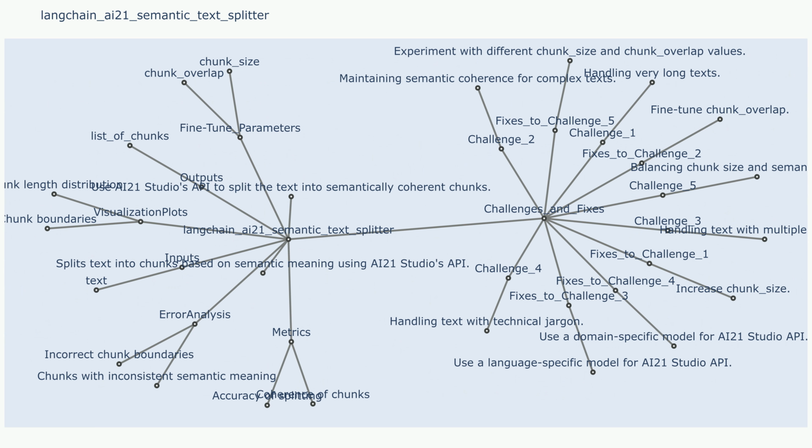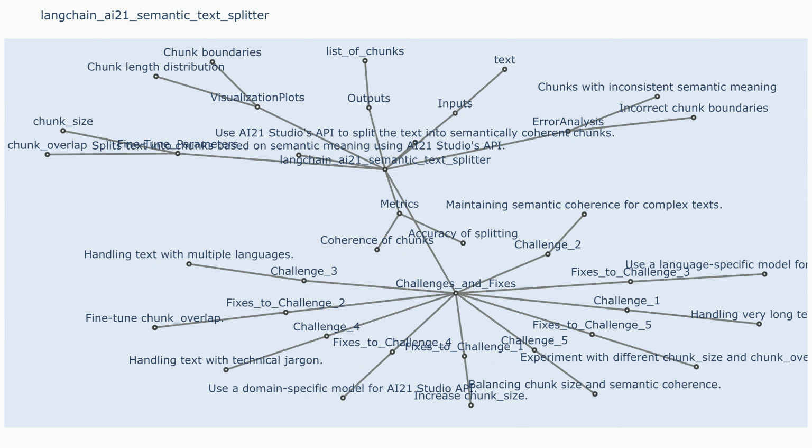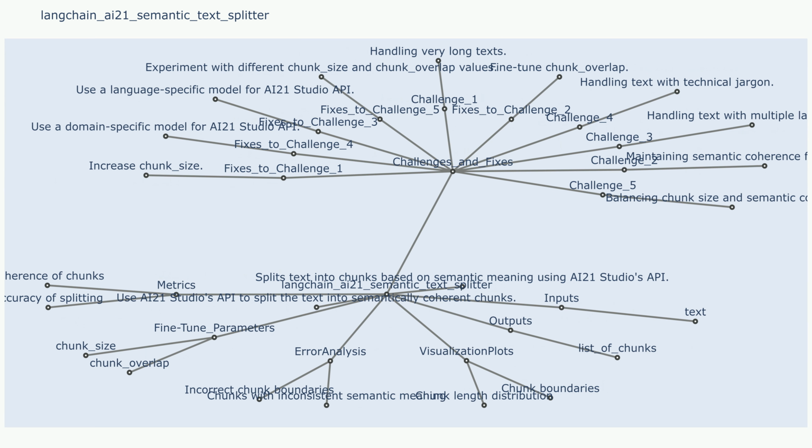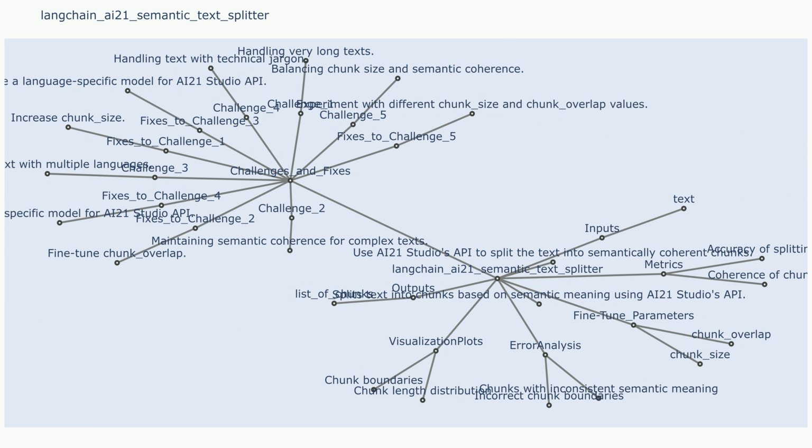Metrics. Coherence score measures how well the meaning and flow of the original text is preserved within each chunk. Chunk size distribution shows how the sizes of the generated chunks vary. Visualization plots. Semantic boundary visualization: a plot highlighting the locations of the semantic boundaries identified by the AI21 Labs API. Chunk size distribution histogram: a visualization depicting the distribution of chunk sizes across the split text.